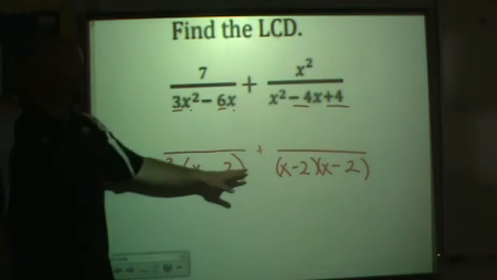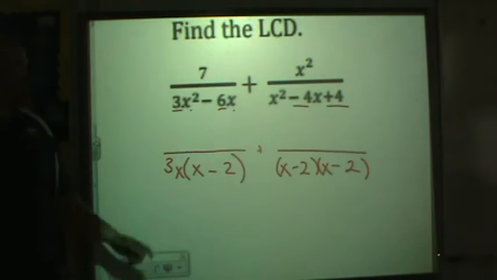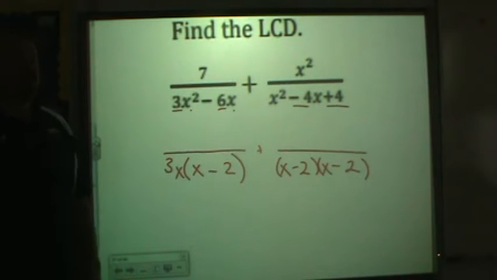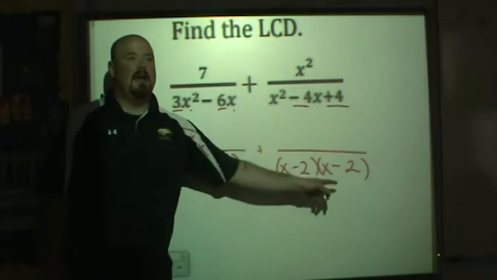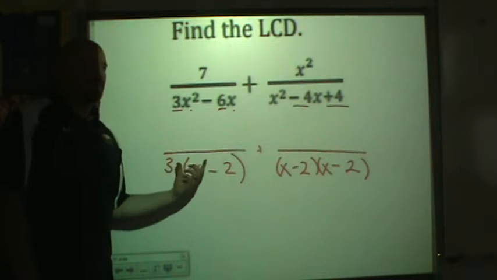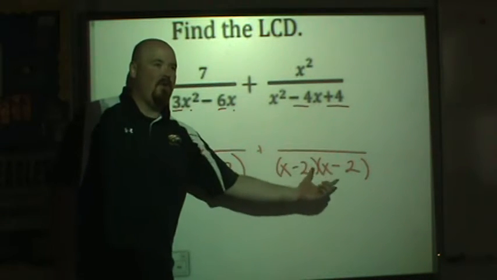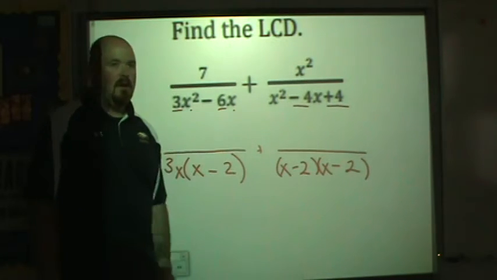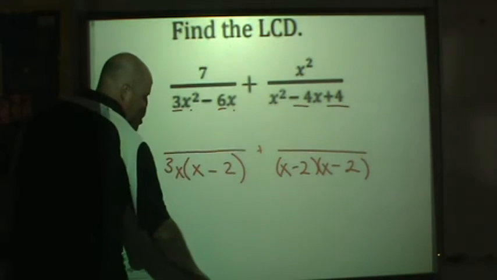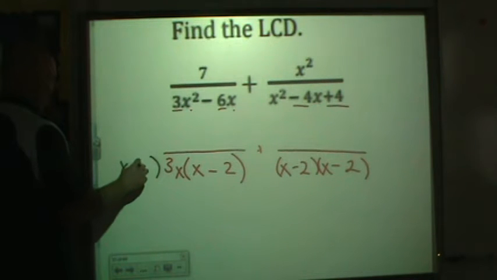Now when you look at these denominators, what's missing? This has a 3x and an x minus 2. This has 2x minus 2. So let's look at this first. What don't I have in this denominator that I do have over here? A second x minus 2. So I'll need that over here.